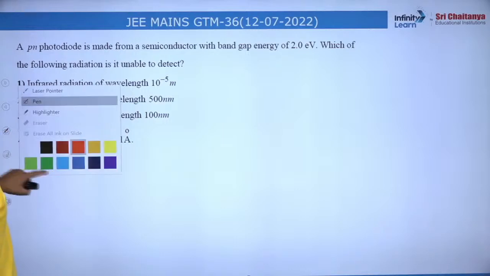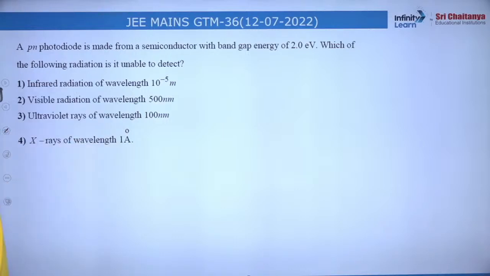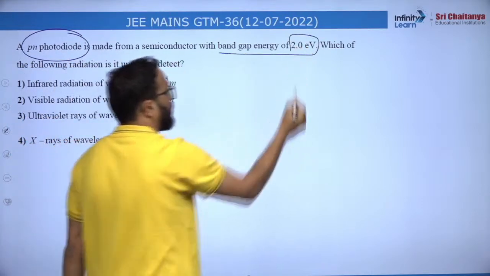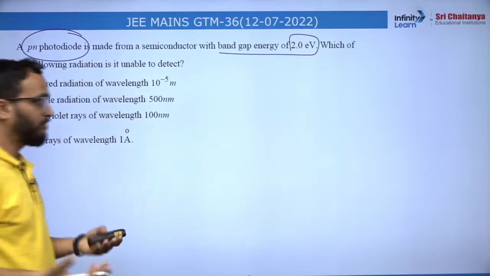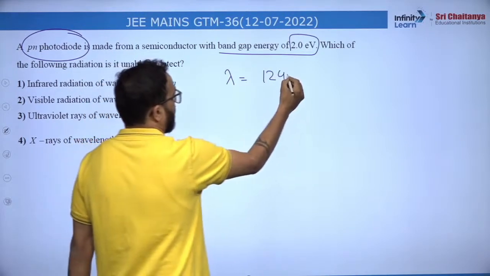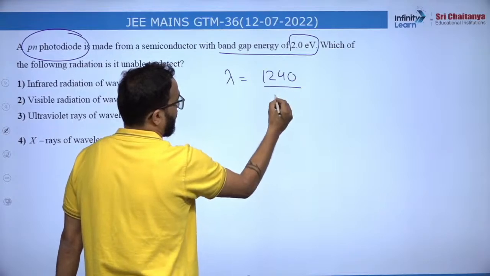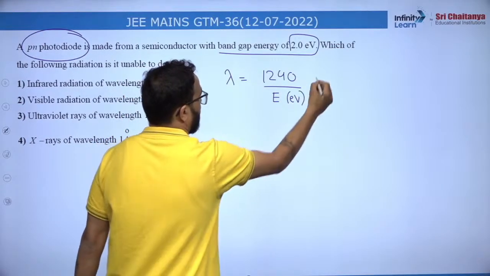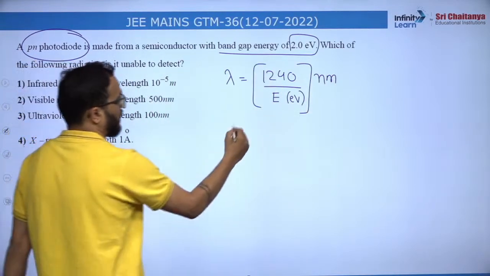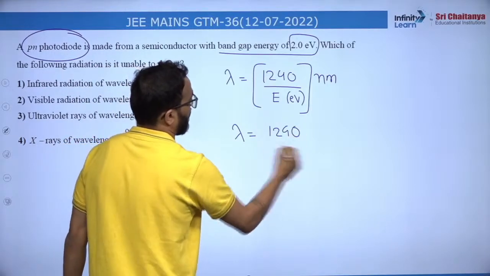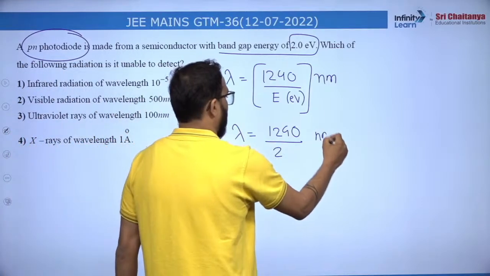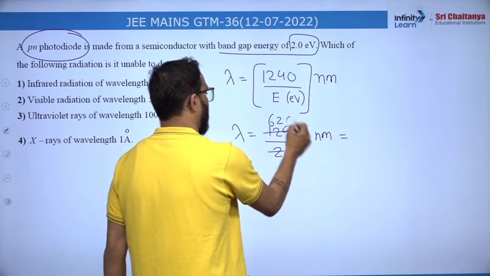Now this is an important question. What they have suggested is a PN photodiode made from a semiconductor with a band energy gap of 2 electron volts. What wavelength does this 2 electron volts correspond to? Do you remember this formula? It is 1240 upon energy in electron volts, times nanometer. This is how we get the wavelength. So it is 1240 upon 2, which in nanometers is 620, right?